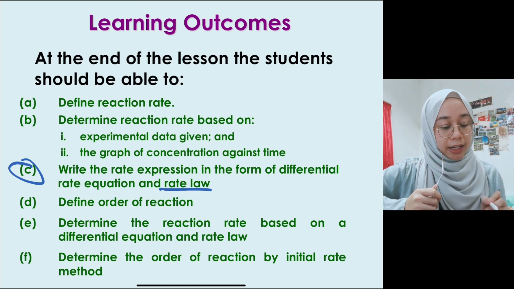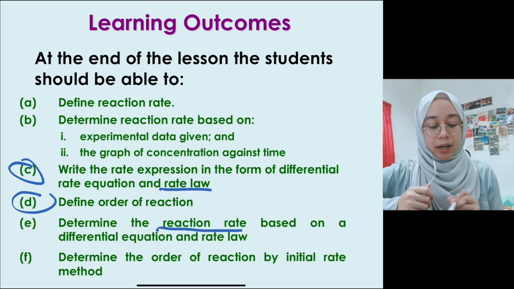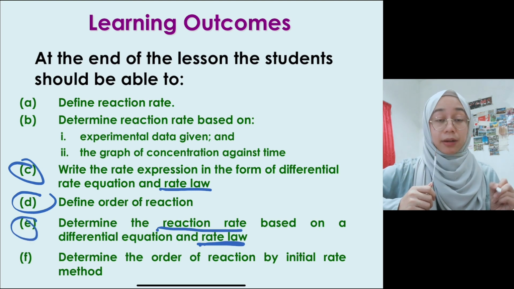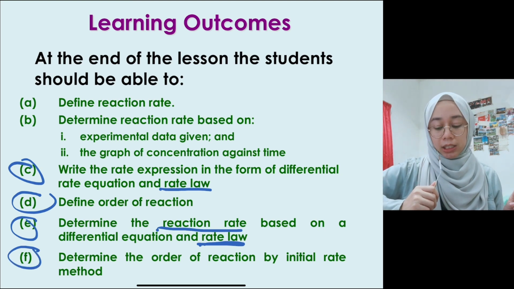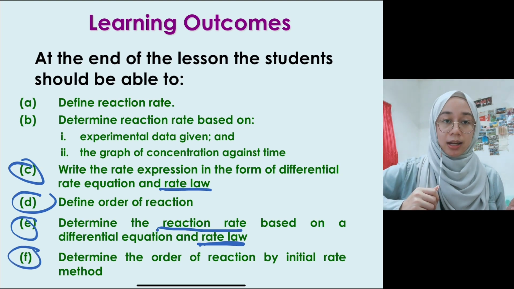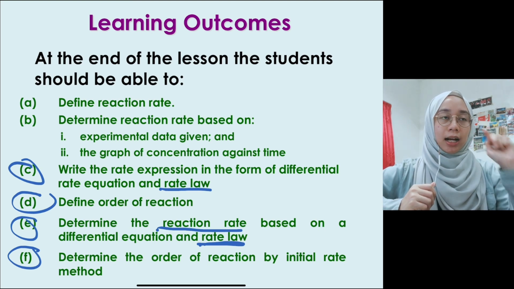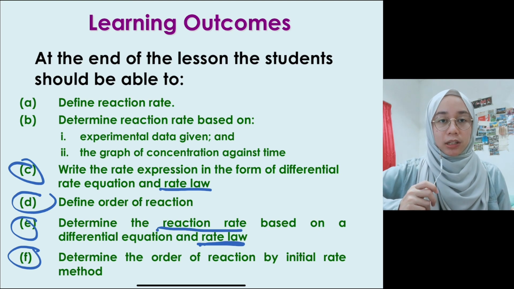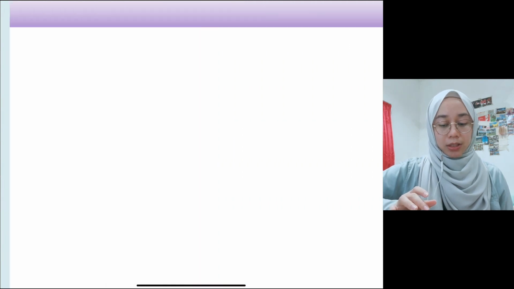Then kita akan tengok kepada the definition of order of reaction, and then how do we determine the reaction rate based on the rate law. Hari ni kita akan cakap pasal rate law instead of differential rate equation, and then last kali kita akan determine the order of reaction by the initial rate method. Semua dekat sini ada kaitan dengan kita punya rate law, and nanti kita akan try kaitkan juga dengan differential rate equation. Okay, so let's proceed then.